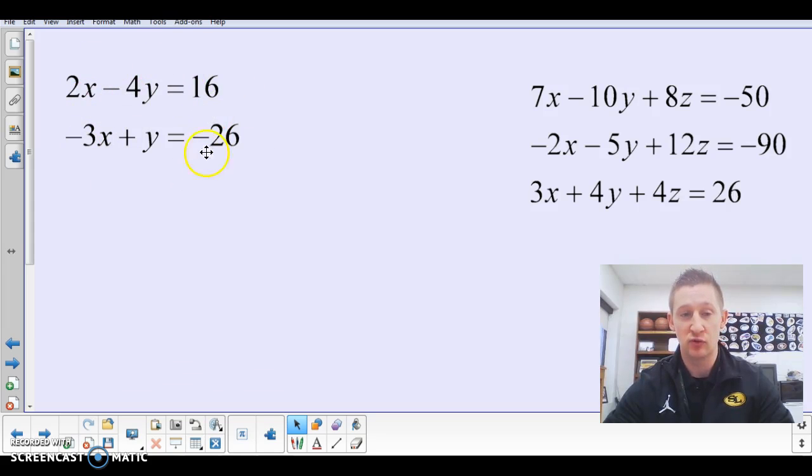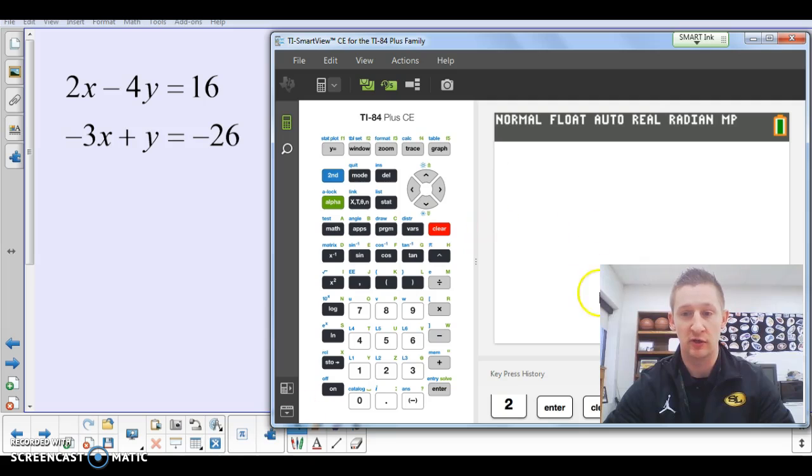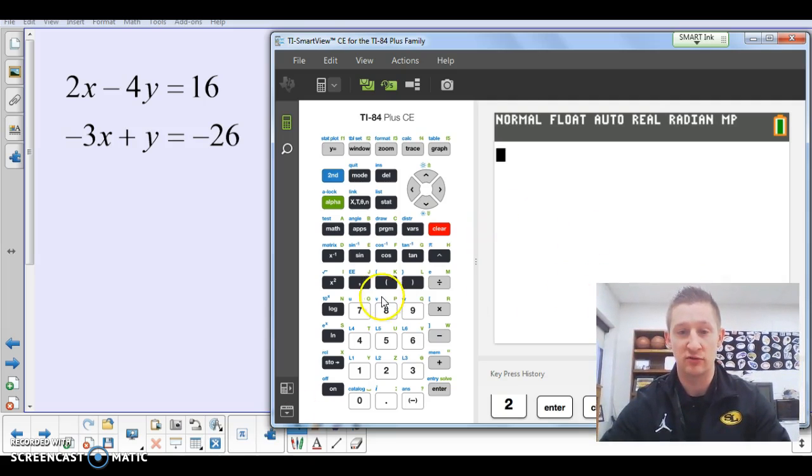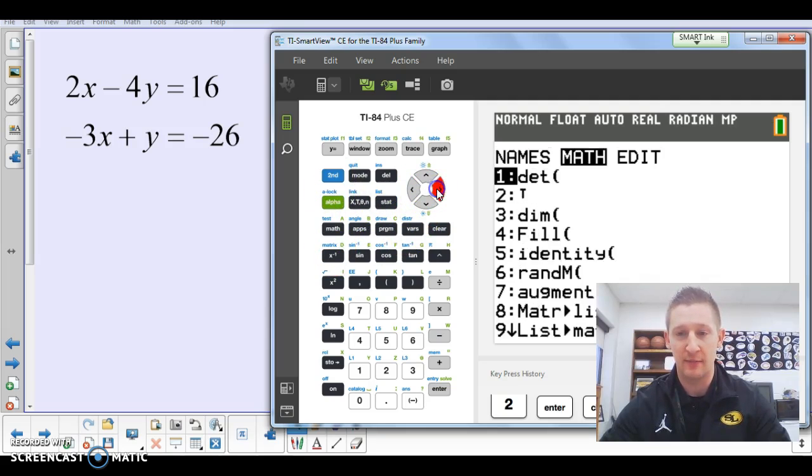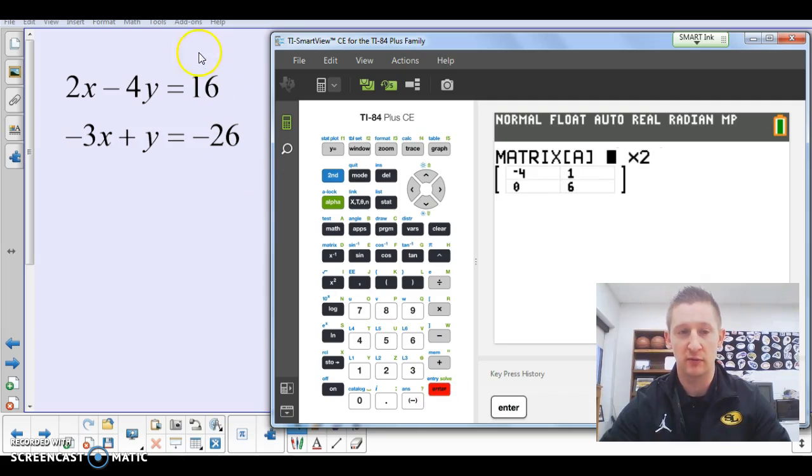Here I have a system of 2 equations with 2 variables. We're going to solve this system. Now again, you could solve with substitution, elimination, graphing, lots of stuff, but I'm going to show you a little trick that you can do on your calculator by making use of matrices. So I'm going to go to my matrix menu and edit a matrix. Now this matrix is going to be comprised of the numbers in this system of equations.